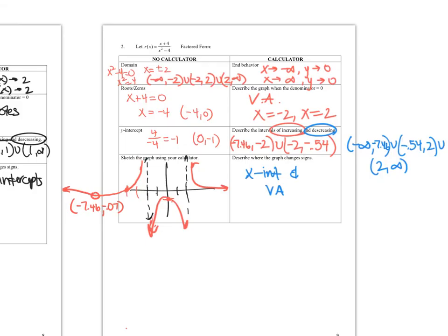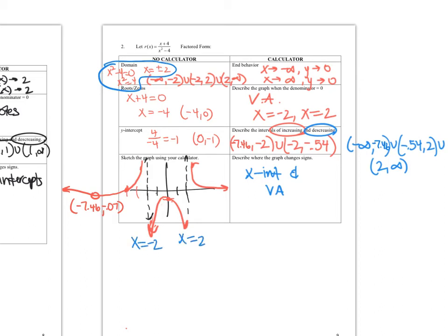Okay, so here is what your boxes should look like. Starting with domain, remember your restrictions on your domain come from where your denominator is 0 because we can't divide by 0. So if you plugged in an input of 2 or -2, or looked at your table of values at 2 or -2, it would tell you that it's undefined. And that's because we can't divide by 0. So that's where our domain comes from. That's where these vertical asymptotes come from.